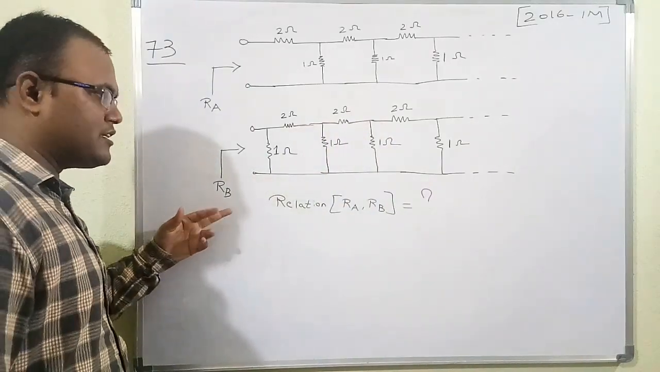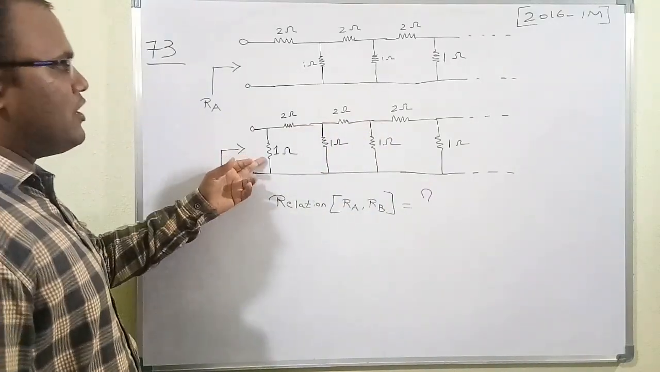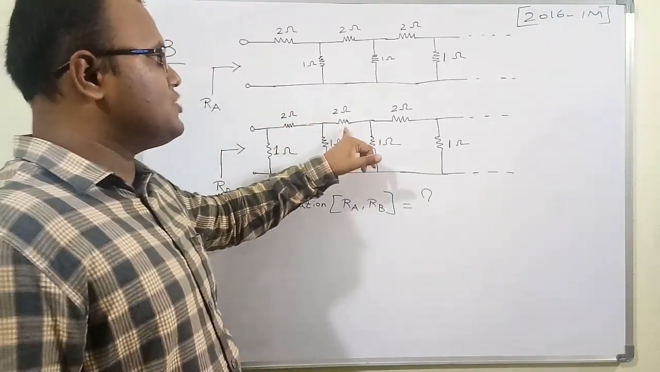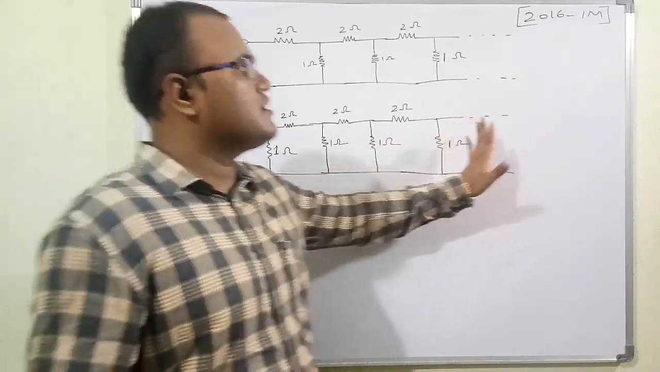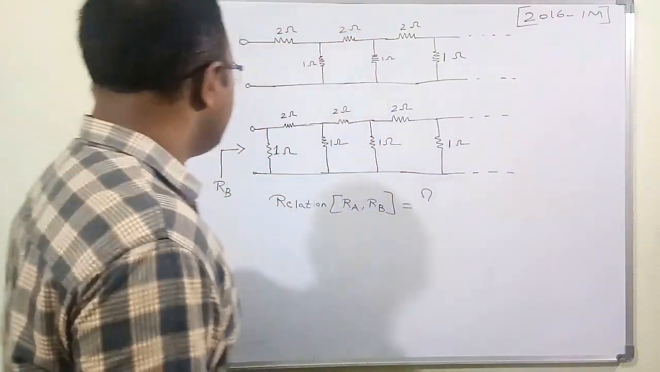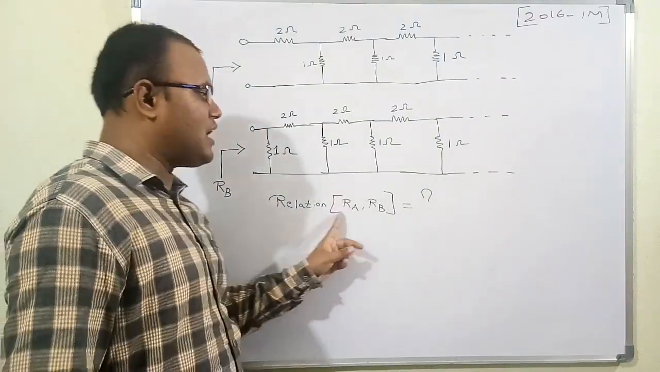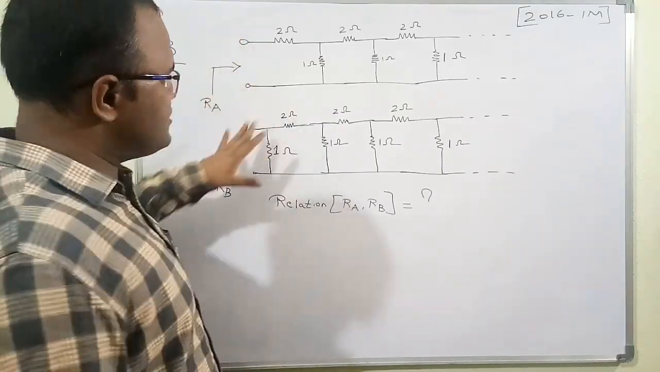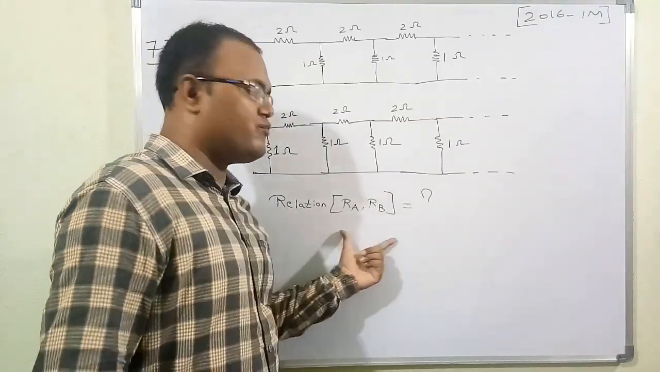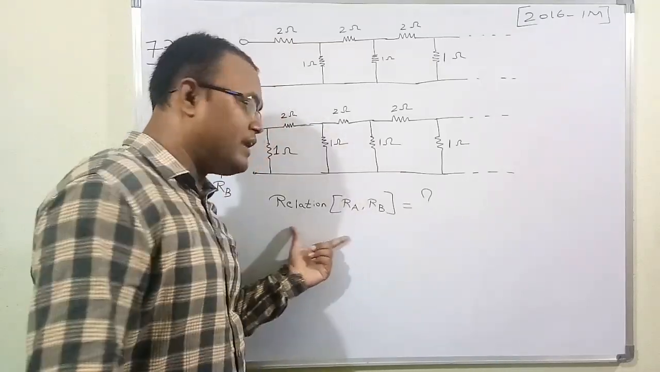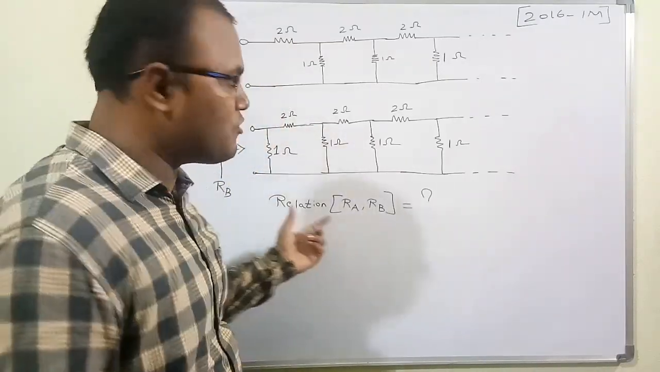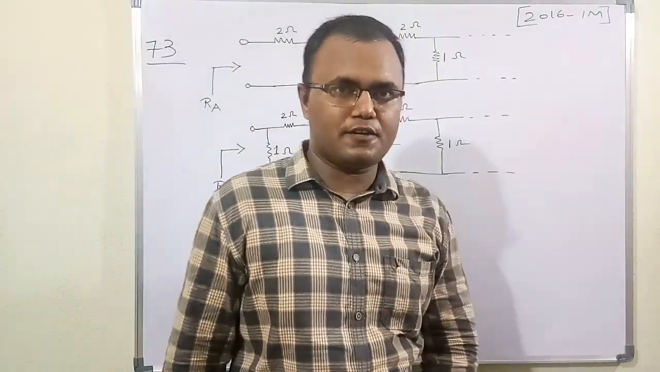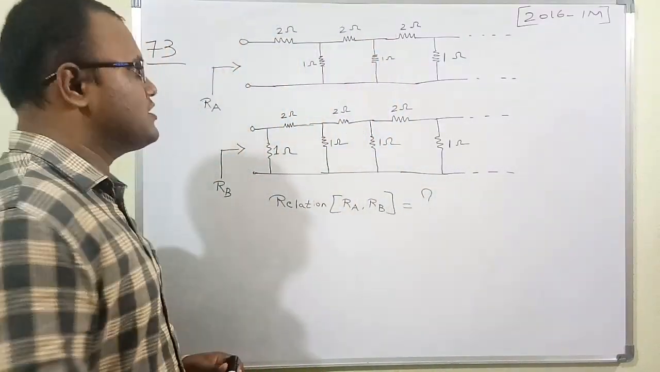Similarly, in the second resistor circuit, there is a 1 ohm, and again 2 ohm, 1 ohm, the same repetition occurs up to infinity. So the main aim of this numerical is to find the relation between RA and RB, meaning the first circuit's effective resistance and the second circuit's effective resistance. This numerical was given in the year 2016 for 1 mark. So now let's get started to solve this numerical.